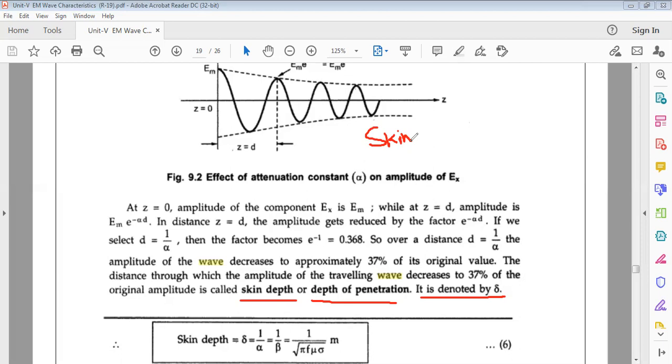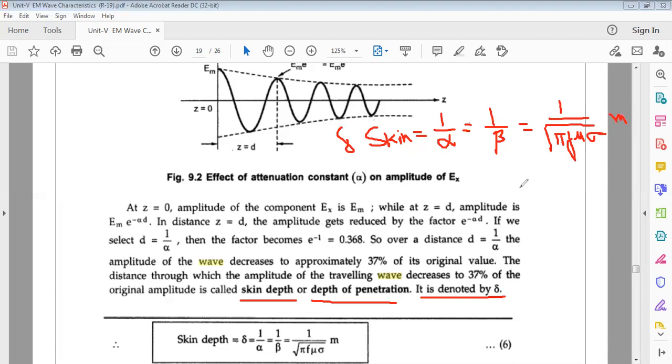If it travels more than the distance d, the amplitude goes on decreasing toward 0. That distance we call the skin depth or depth of penetration, delta. That is equal to 1 by alpha or 1 by beta. Both are the same because alpha and beta are the same in a good conductor. That is equal to 1 by the square root of pi f mu sigma, in meters.